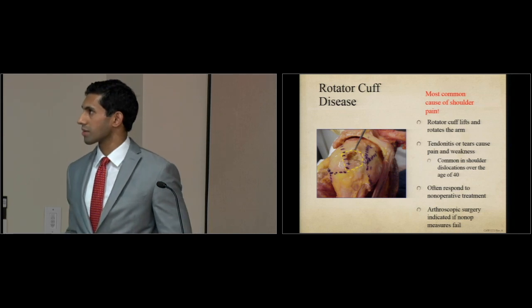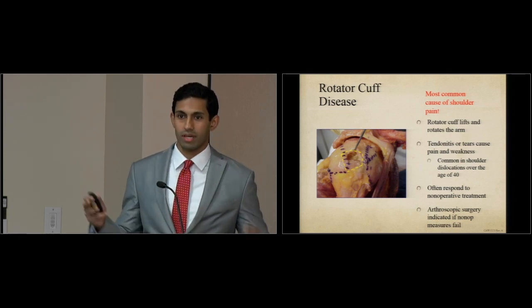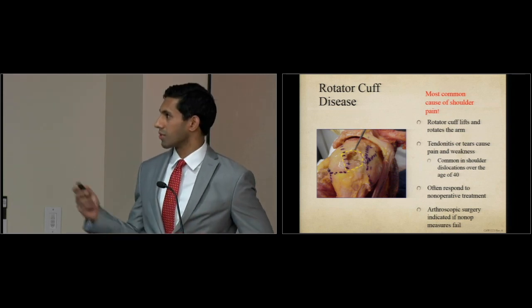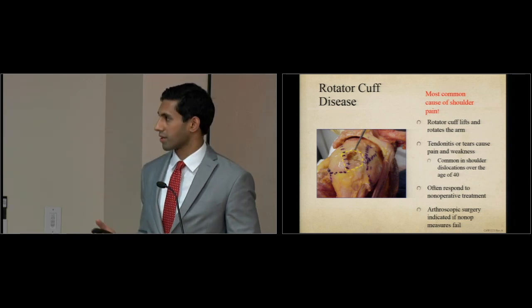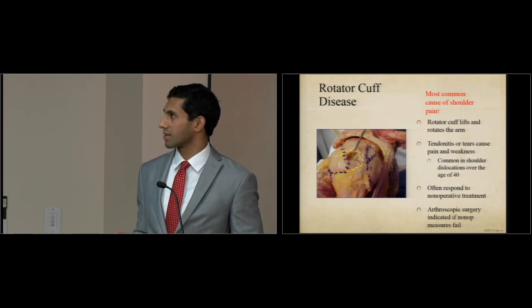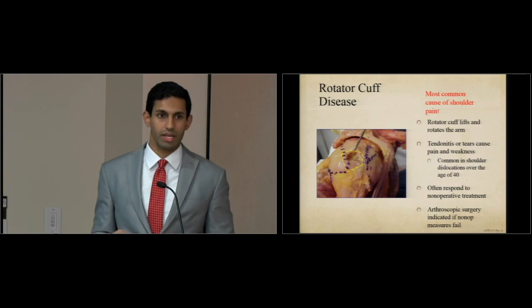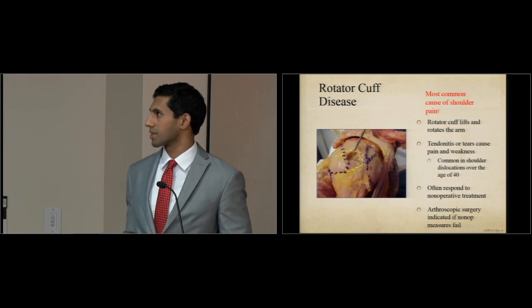So the rotator cuff, let's talk about that a little bit more. The rotator cuff is, as we talked about, a group of tendons. Rotator cuff disease is really a grab-all basket of topic which talks about rotator cuff tendinitis, rotator cuff tears, and just rotator cuff inflammation. It really is the most common cause of shoulder pain. We talked about the rotator cuff in that it helps lift the arm forward, it helps externally rotate the arm, it helps internally rotate the arm.